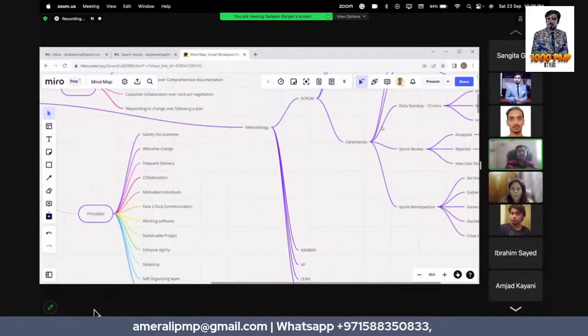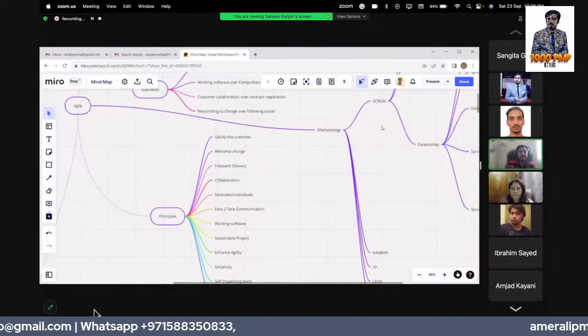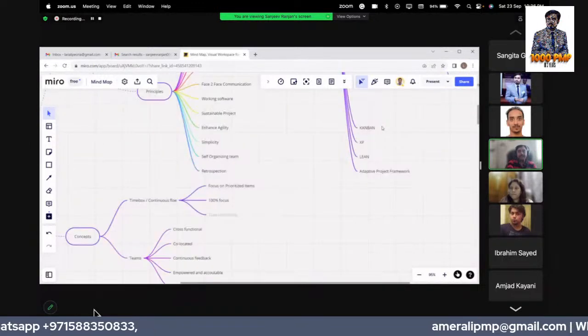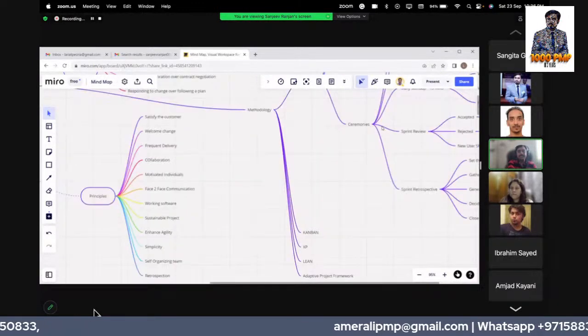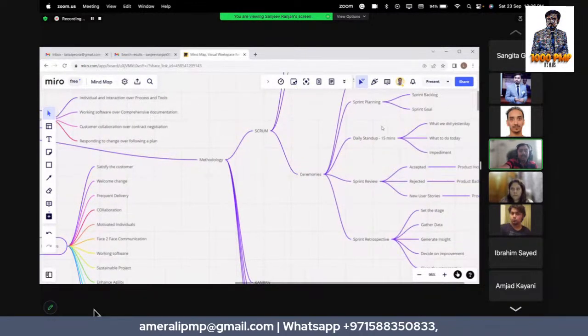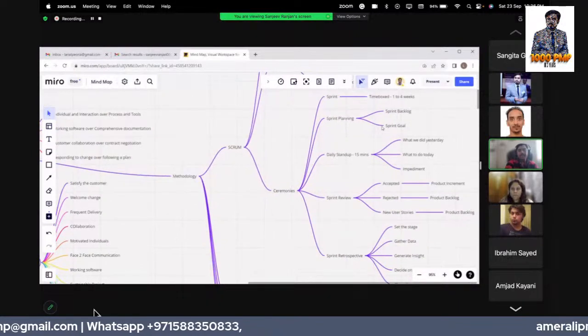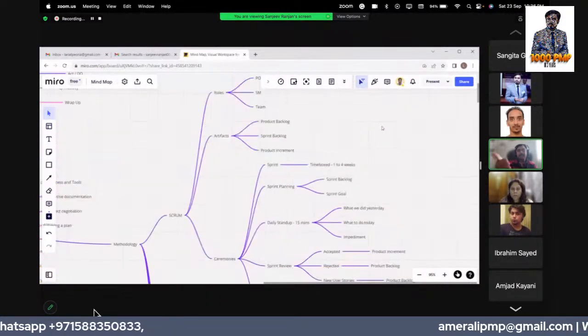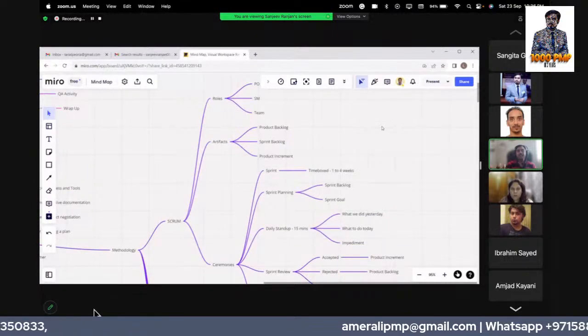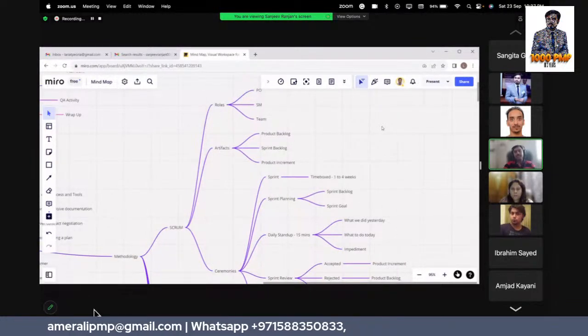So basically in Agile, after this, we have even more methodologies. So Scrum, Kanban, XP, Lean, Adaptive Project Framework, and others also. In Scrum, we have 3 roles, 3 artifacts, and 5 ceremonies. Roles: product owner, Scrum Master, team. Artifacts: product backlog, sprint backlog, product increment.